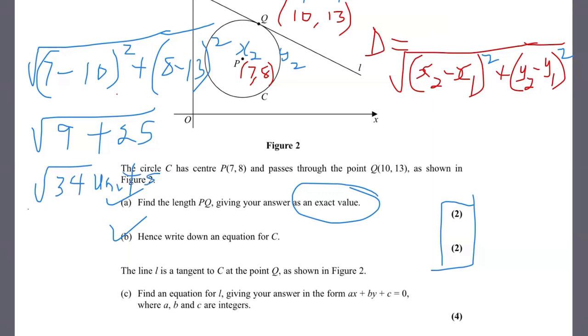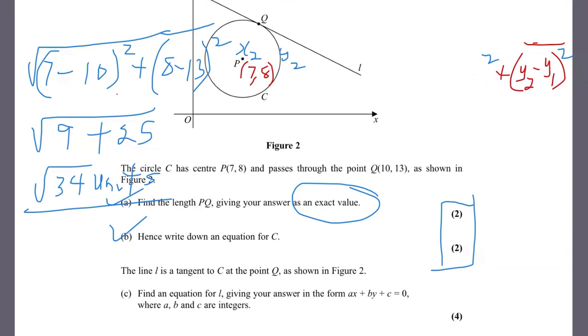The reason why you must add your unit is because length as a quantity has a unit. Is that okay? Yes. So having found the first part of the question, it's 2 marks. The next part is asking us to find what? The equation of C. And of course, C is our circle.